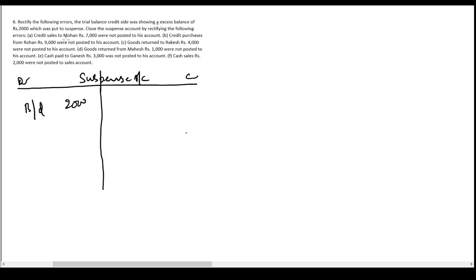First transaction, credit sales to Mohan, rupees 7000 were not posted to his account. That means when you talk about credit sales, we pass the entry Mohan account debit to sales. Mohan account was not debited. So Mohan account will now be debited. Mohan account debit 7000. Where should I give credit? I cannot give credit again to sales because it has already been credited. So I'll give credit to suspense 7000.